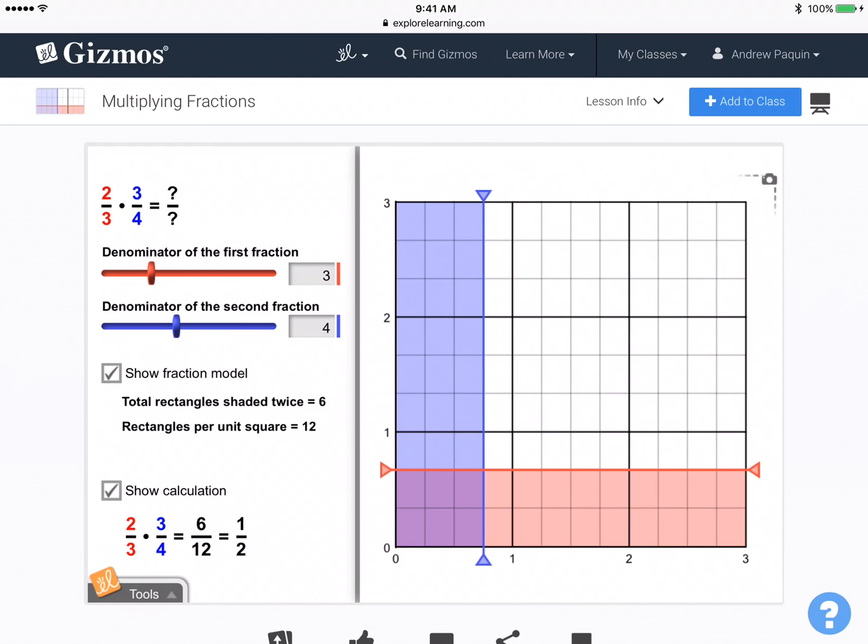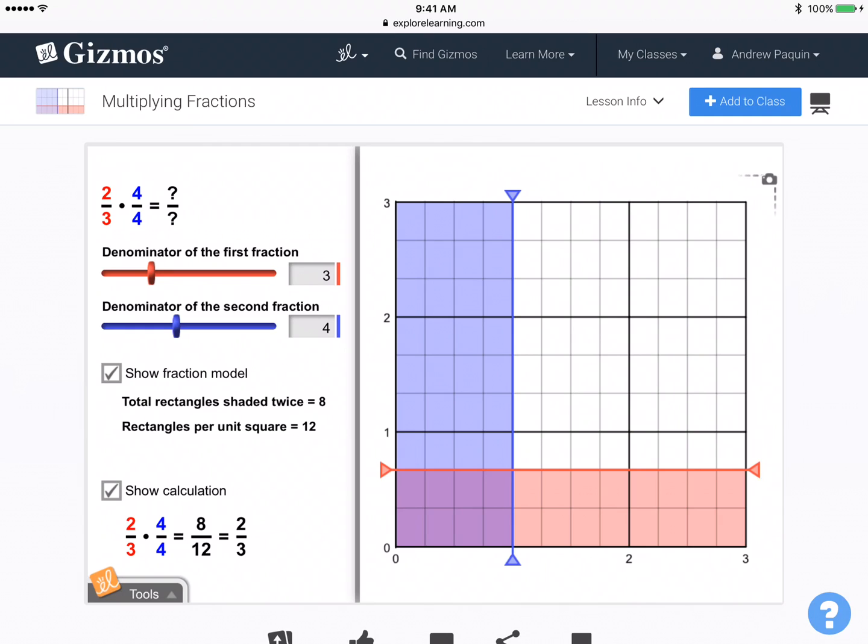But if I move it up, if I say, okay, I'm going to keep 2/3, but this time I'm going to multiply by 5/4. Now we can see the impact of multiplying by something greater than 1. Okay? If I multiply by a value of 1, I get the same thing. And we know that from our whole number multiplication. If I take any value, multiply it by 1, I end up with the same value. 2/3 times 4/4 is going to give me a value equal to 2/3.